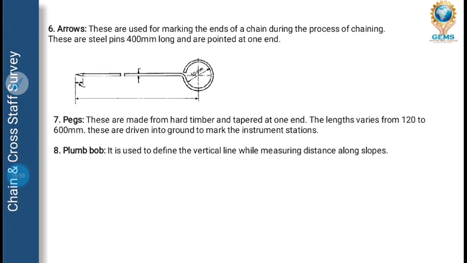One end is tapered, so it can easily be plunged into the soil when you hit from the top. The length varies from 120 to 600 mm. This is driven into the ground to mark the instrument station. Why is it used? It is used for marking stations. What is a station? Let me make you understand with an example of a triangle.